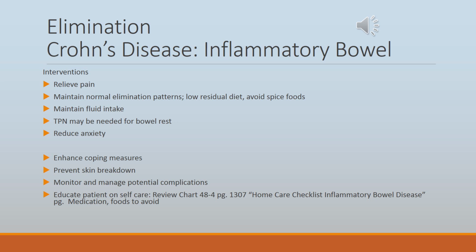In your ebook on chart 48.4, there is a home care checklist titled Inflammatory Bowel Disease. It will be essential to teach this patient so that they can maintain normalcy as much as possible for their disease process. They can verbalize an understanding of the disease process, discuss nutritional management, describe medication regimen, identify measures used to treat, identify measures used to promote fluid and electrolyte balances, demonstrate management of parenteral nutritional therapy, and incorporate stress reduction measures into the lifestyle.